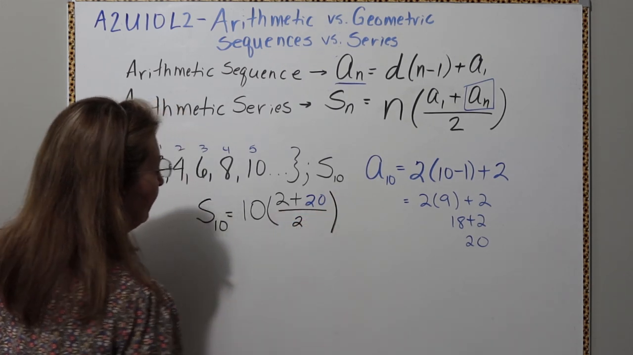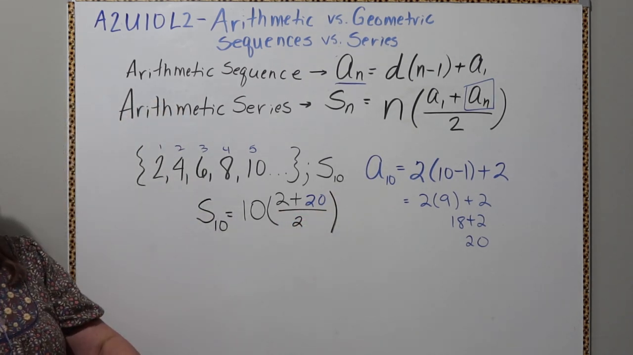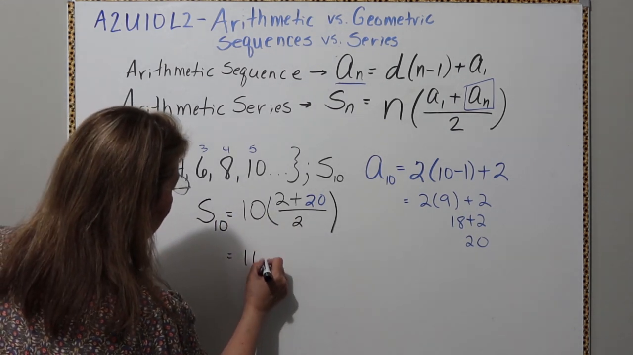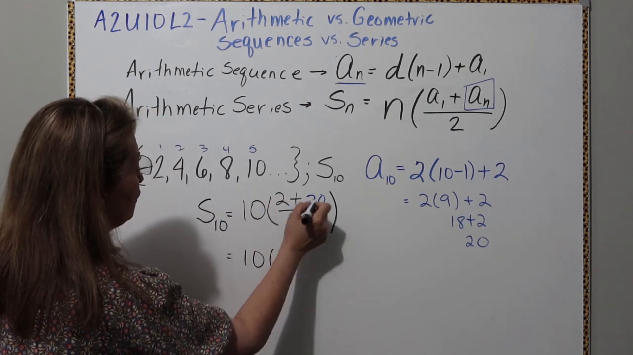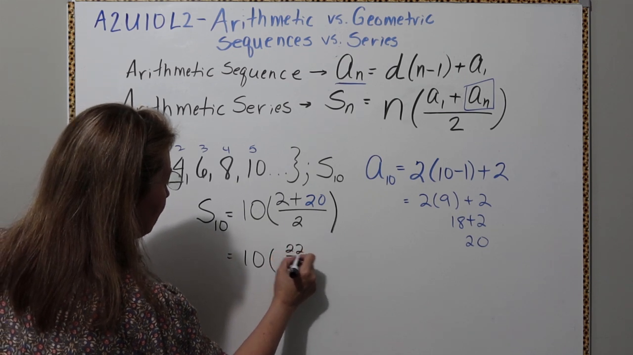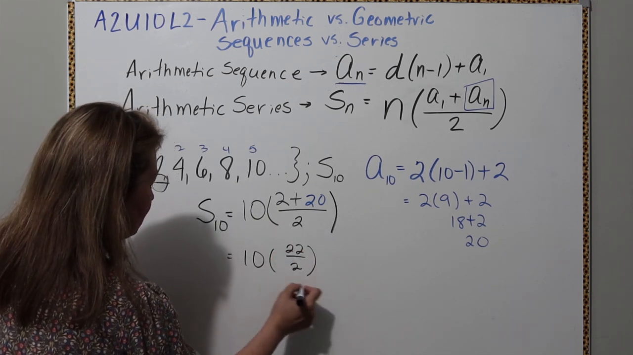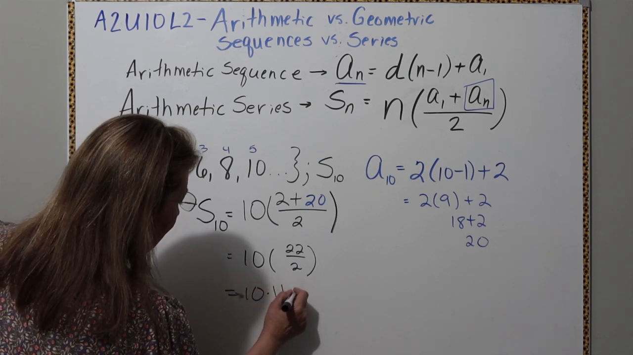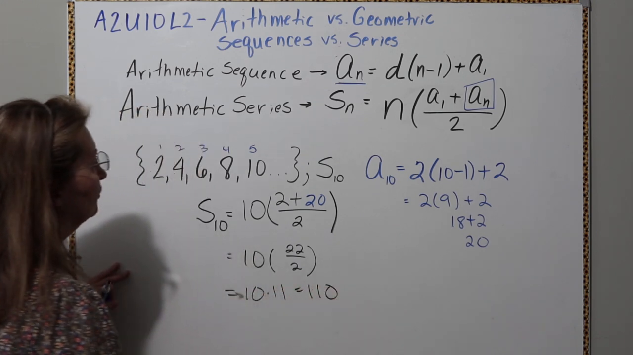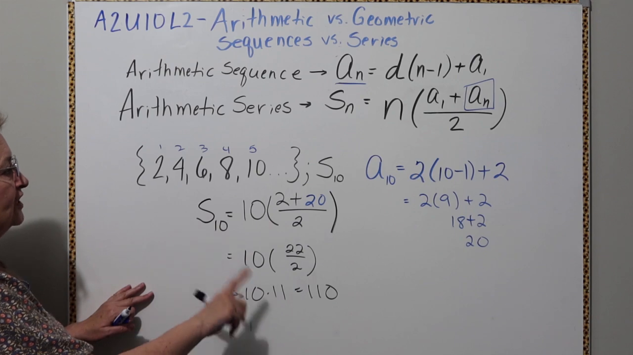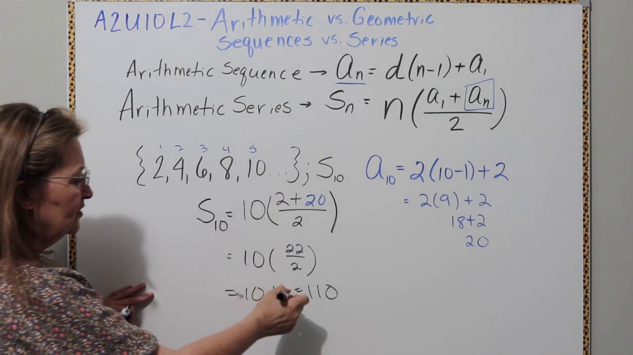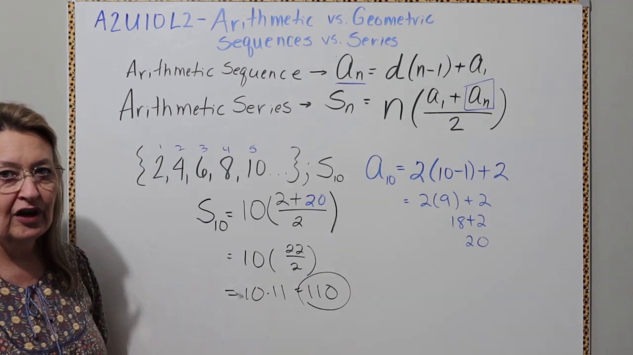And I'm going to divide that by 2. And there it is. That was probably the hardest part of applying the formula. So now you have 10 times 2 plus 20 is 22 over 2, which is 11. And 10 times 11 is 110. So the sum of the first 10 terms of this series is 110.